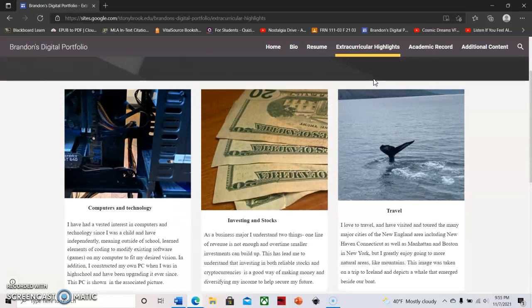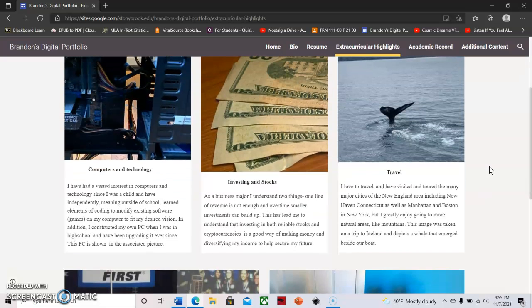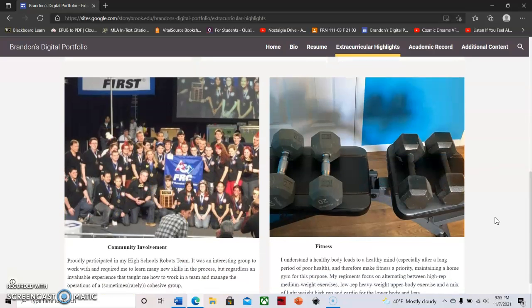I've always been interested in computers and technology, and I've tried to build my own PC, as well as update it over time. We have my interest in investing in stocks, understanding how those systems work. We have my interest in travel, as well as my preference to go for more wild and outdoors areas. Following that, we have an example of my community involvement that I've partaken in, this case being the time I was on my high school robotics league, and we won second place, as well as a general interest in fitness.